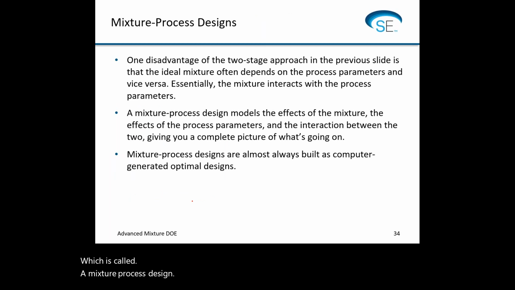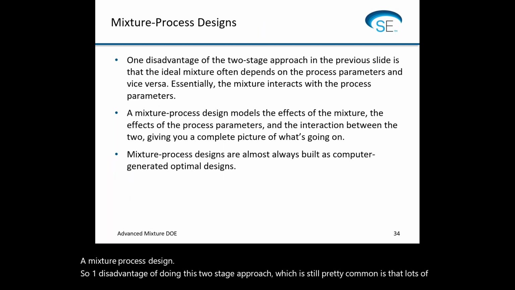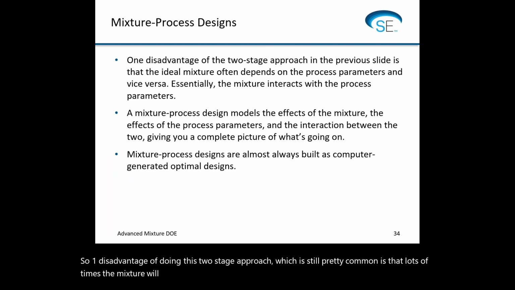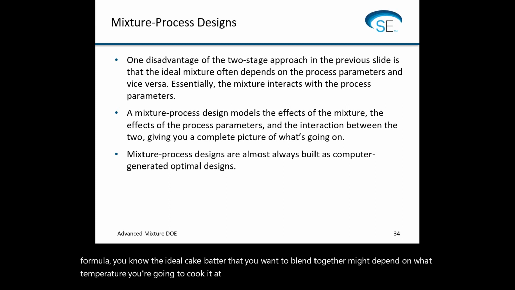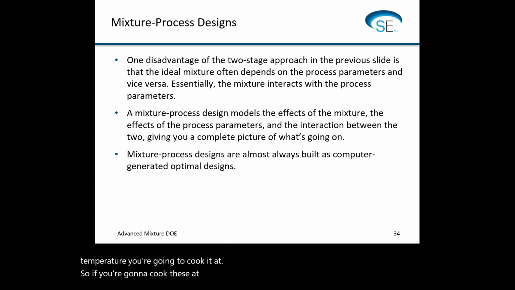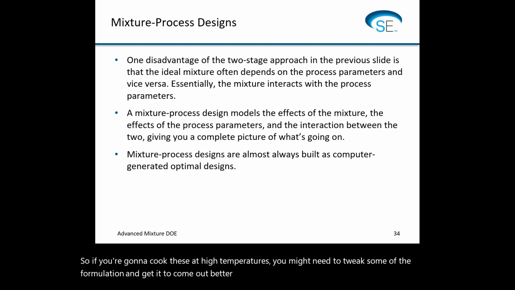So one disadvantage of doing this 2-stage approach, which is still pretty common, is that lots of times the mixture will interact with the process parameters. So for example, the ideal cake batter that you want to blend together might depend on what temperature you're going to cook it at. If you're going to cook these at high temperatures, you might need to tweak some of the formulation to get it to come out better, and vice versa.